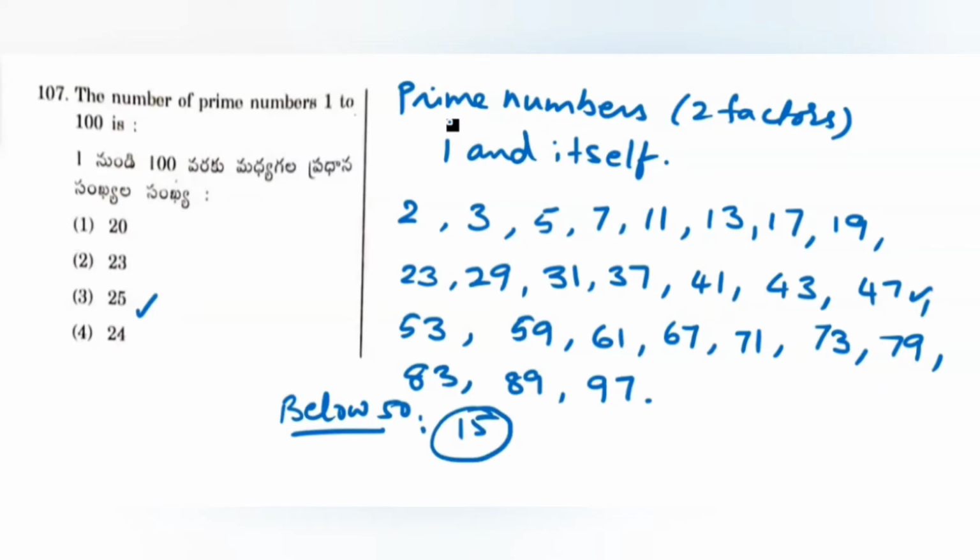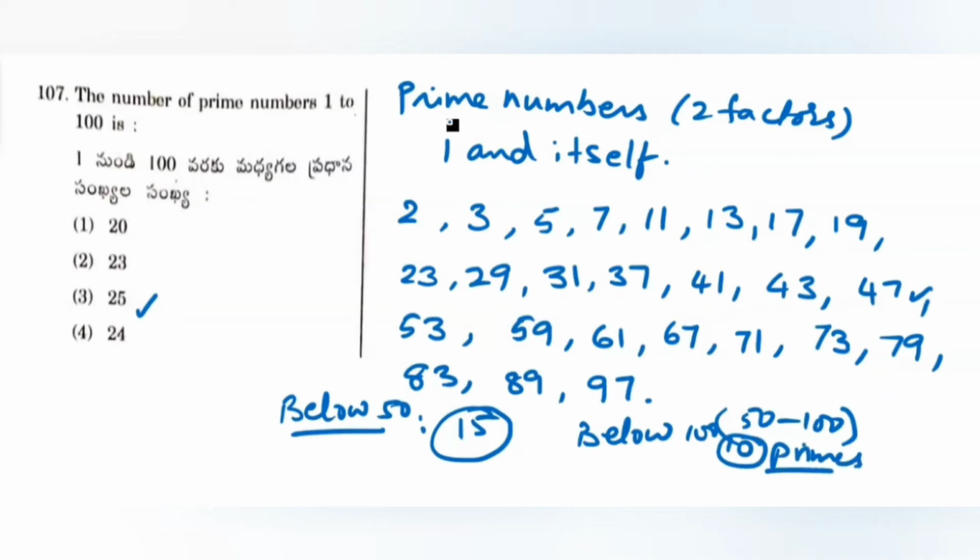Suppose sometimes it will be asked how many prime numbers are there from 50 to 100, in between. There will be just 10 prime numbers. You can remember these also. 10 prime numbers are there between 50 and 100, and below 50, that means 1 to 50, there are 15 prime numbers. Up to 100, you have to remember that there are 25 prime numbers.